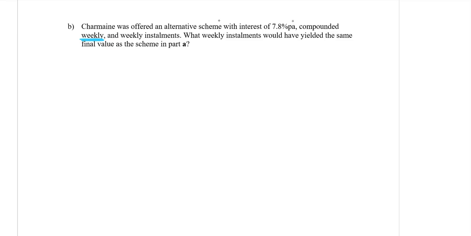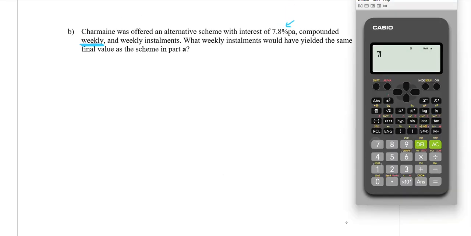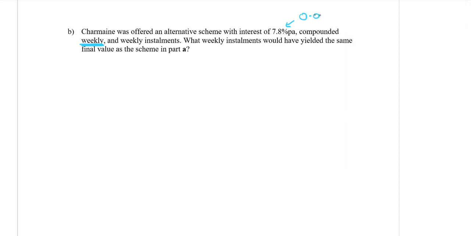All right, so first of all, 7.8% per annum. There's 52 weeks in a year, so we divide 7.8 by 52, and while we're at it, divide it by 100. So 0.0015 per week. It's the same 10 years, right? How many weeks are in 10 years? 520 weeks. Okay, so let's build our series.